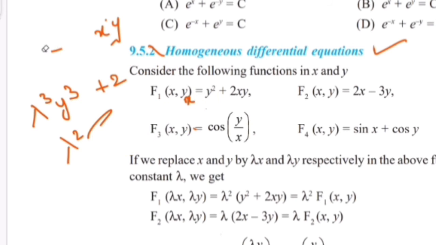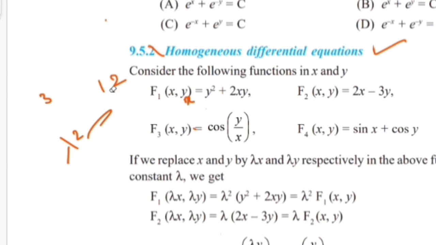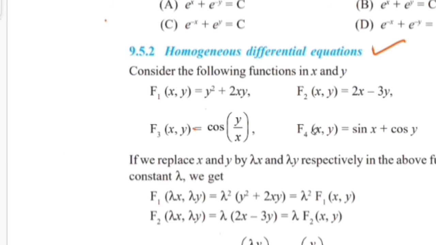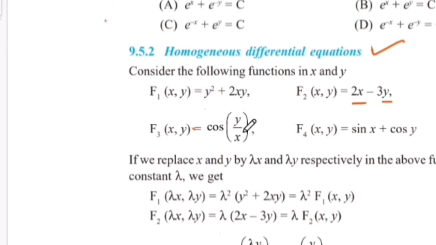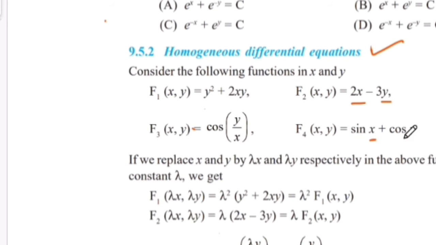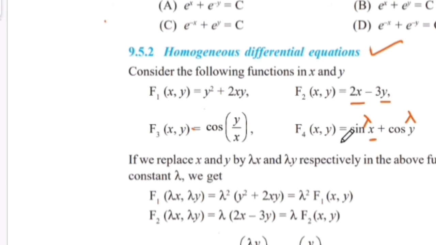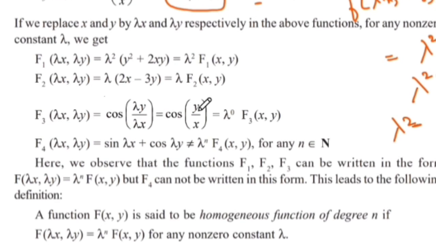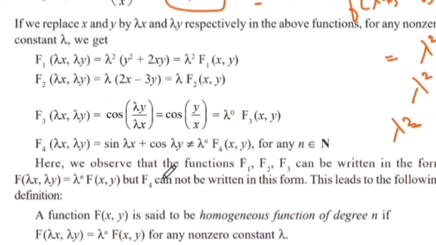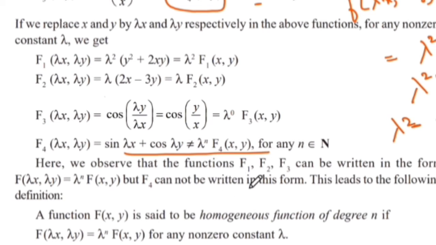If you see here, 4 examples they have given, all these are homogeneous except the last one. The fourth one is not homogeneous. The first one is homogeneous, second also is homogeneous, the third also is homogeneous. If you put lambda, you can take it out. Degree is 1, degree is 1. But in the last one, when you put lambda, we cannot take it out. So this is not a homogeneous function. That is how you check whether the function is homogeneous or not.